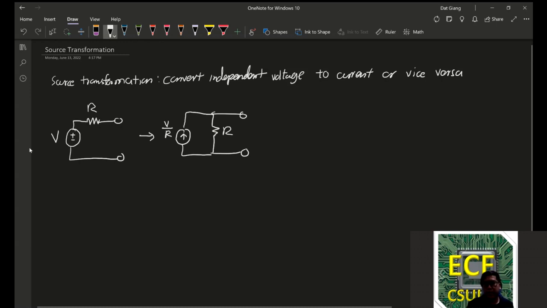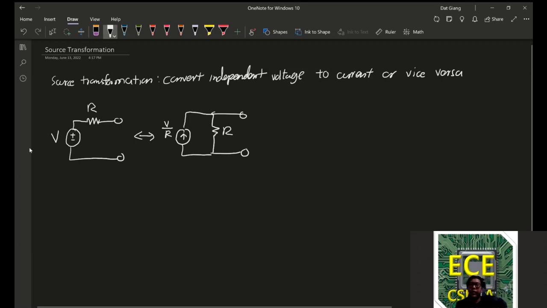Now, if you're given a current source, then you can always convert it back into a voltage source so long as that resistor is in parallel. So this is bidirectional. And that's basically what source transformation is.